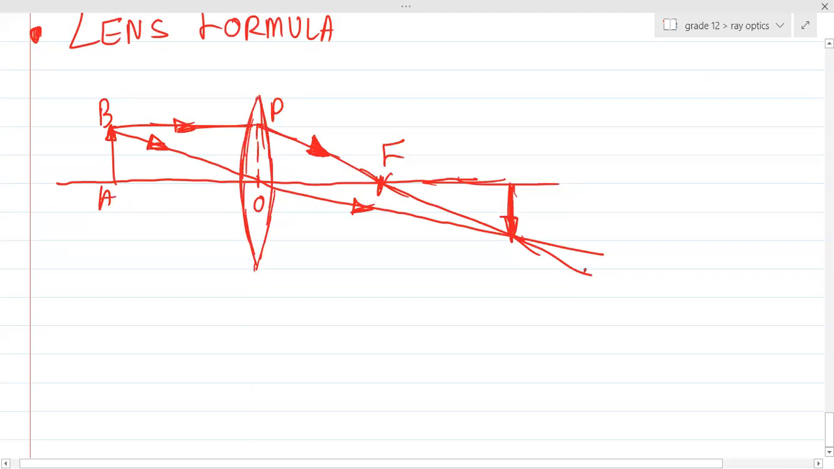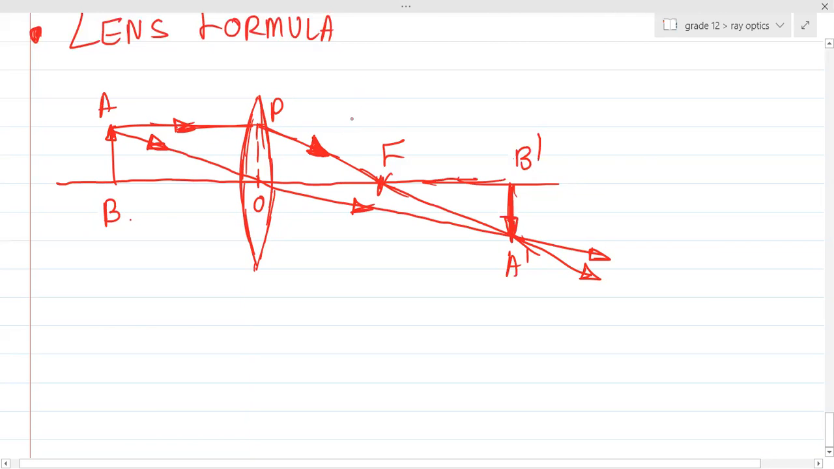I'm not drawing a very detailed diagram or anything like that. This is A dash and this is B dash. The image of point B is basically forming over here. It's better to take this. This is our A. This is our B. This is F. This is B dash. And this is A dash.